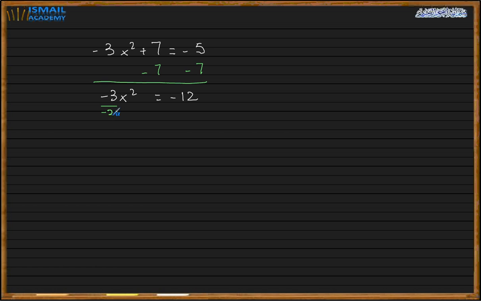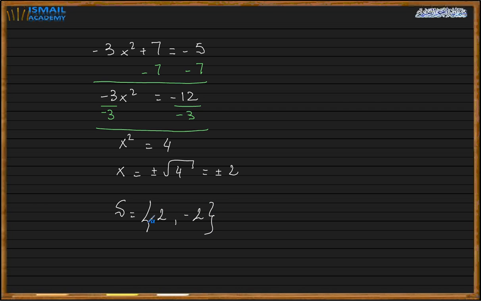Divide by minus 3. Don't divide by 3 itself. Divide by the number with its sign. Don't forget, divide by the number with its sign. So here we will have x squared, negative, negative becomes positive, so we end up having 4. This is positive, this is positive, so this is true. So I can take the square root. So x will be plus or minus square root of 4, which is 2. So my solution here will be 2 or minus 2.